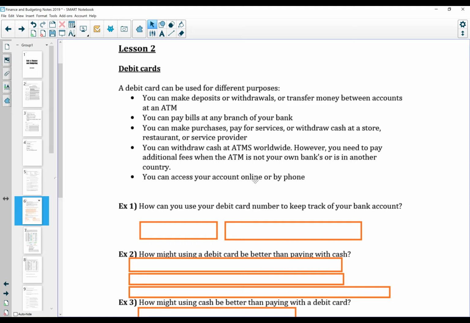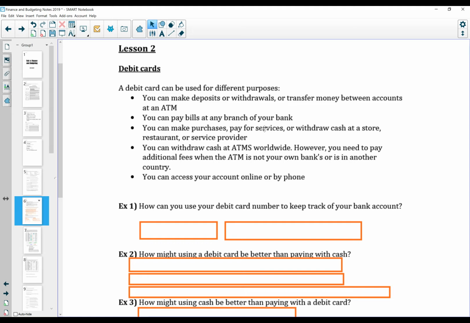you probably have one. You get one if you have a bank account at a bank. It can be used for a variety of purposes. You can make deposits or withdrawals. A deposit, of course, is when you put money into the bank. A withdrawal is when you take money out. You can transfer money between accounts at an ATM. So using your debit card, you can put it into an automated teller machine, an ATM, and transfer money between accounts. You can pay bills at any branch of your bank.